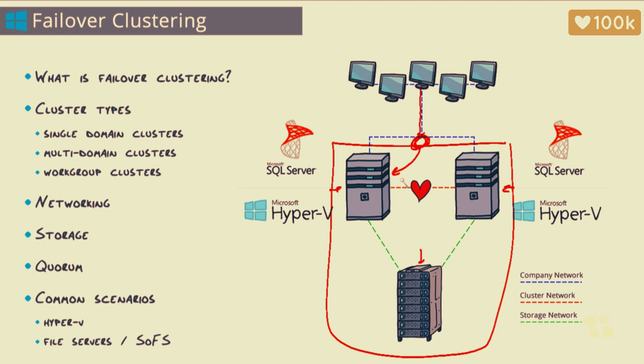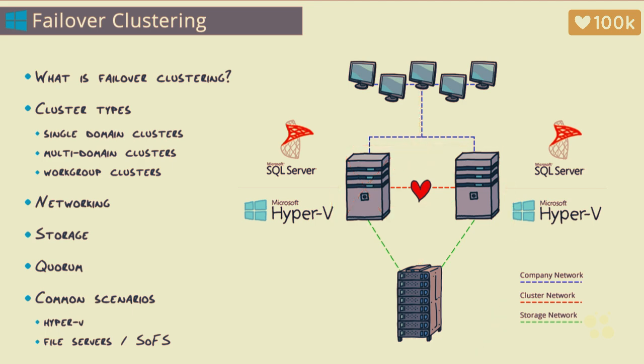And here's the high availability part. If the node that currently owns those resources is unresponsive or unavailable, the cluster will simply transfer ownership to another node in the cluster. And because these nodes provide identical services and they're hooked up to shared storage, that transfer is instantaneous.